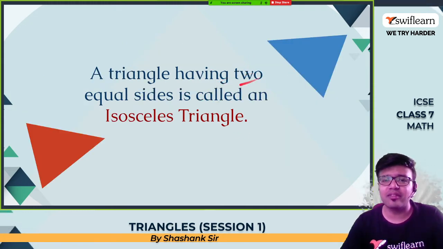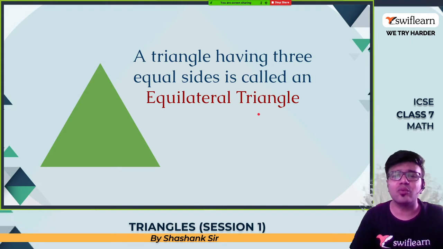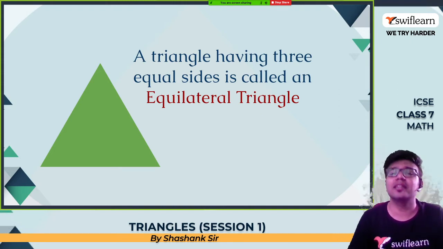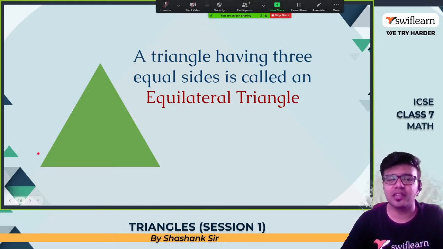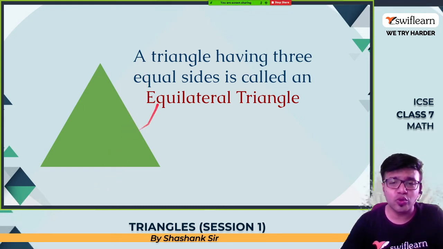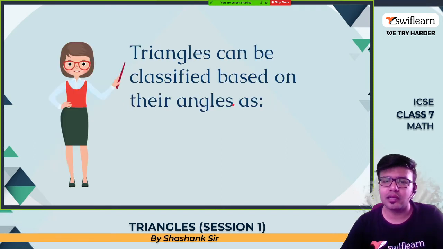A triangle having two equal sides is called an isosceles triangle. Now, if these two sides are equal and the base or some other side is different, that is called an isosceles triangle. And an equilateral triangle, what is an equilateral triangle? A triangle having all three sides equal is known as an equilateral triangle. If this is 6.8, the other two dimensions should also be 6.8. So this is an equilateral triangle.